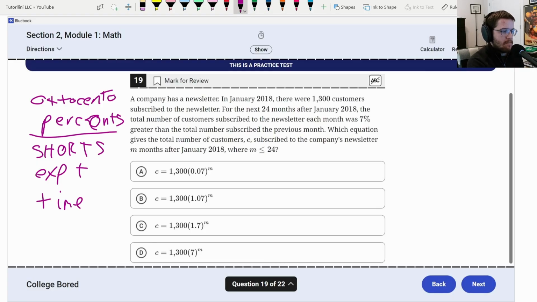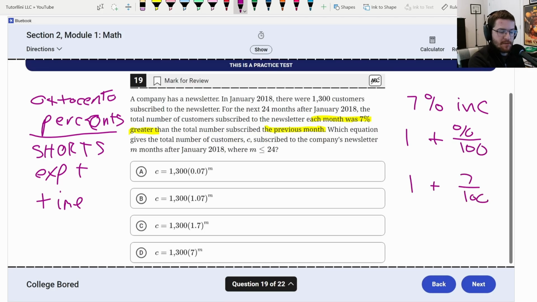All right, so really all I'm seeing here is that it says each month we have a 7% increase of the previous month. So we're essentially doing the percent multiplier for a 7% increase. If you watch my percent multiplier video, I talk about how to find an increase multiplier. It's 1 plus percent over 100. So we're going to do 1 plus 7 over 100. So the multiplier is 1.07. And in a times b to the x, b is the multiplier. So you see the only one with a multiplier of 1.07 is answer choice B.